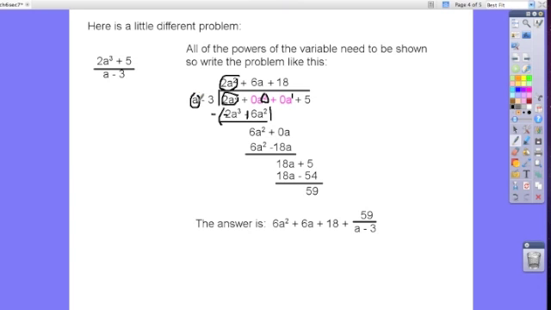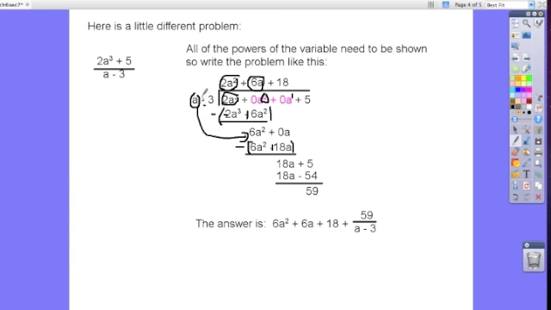How many times will a go into 6a squared? Or you're asking yourself, what times a is 6a squared? Well, it's just 6a. 6a times a is 6a squared. 6a times negative 3 is negative 18a. Grouping, because we have to subtract that whole thing. This becomes a negative sign. This becomes a positive sign. These cancel out, and you get 18a as your difference, or in this case, is your sum.